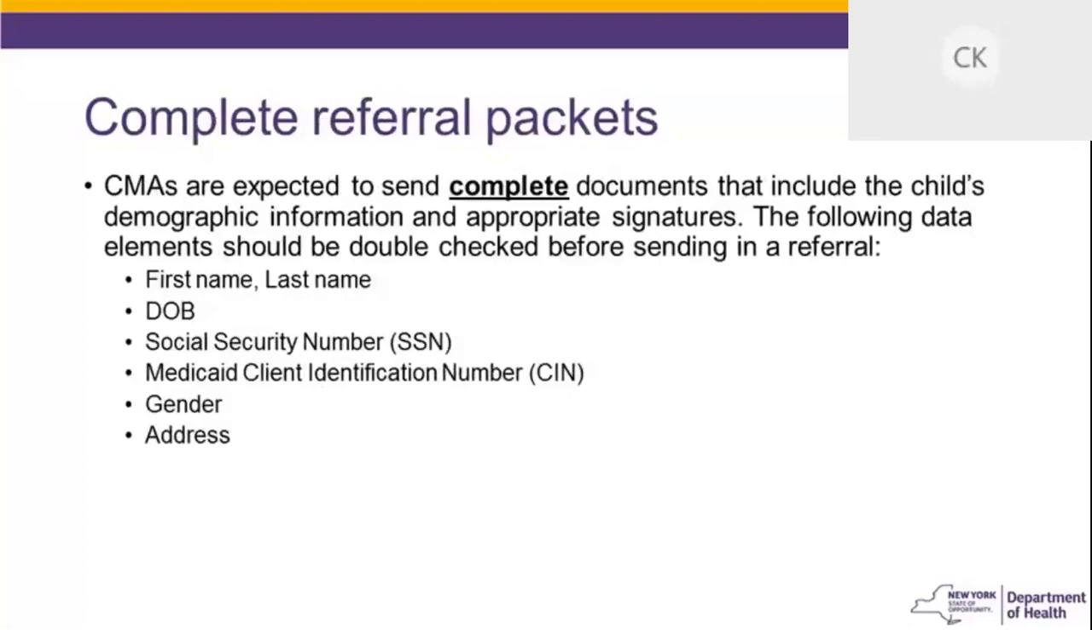Complete referral packets. Just to be really clear about this, the care management agencies are expected to send complete documents that include the child's demographic information and appropriate signatures. The following data elements should be double-checked before sending in a referral: first name, last name, date of birth, social security number, their Medicaid ID number, their gender, and their address. It's really important that CES get all of that accurate information.